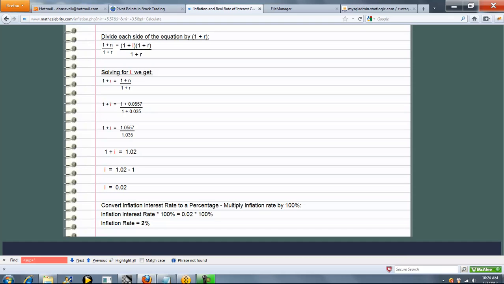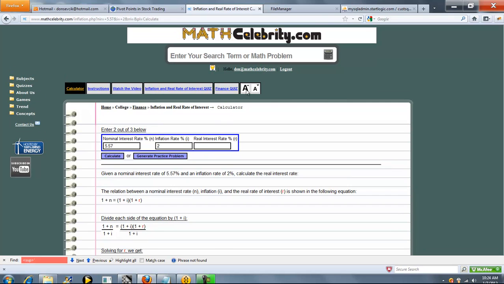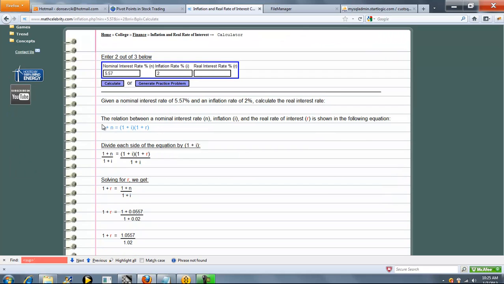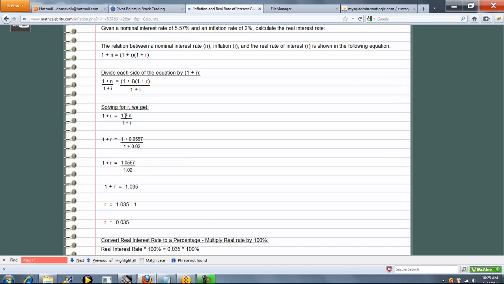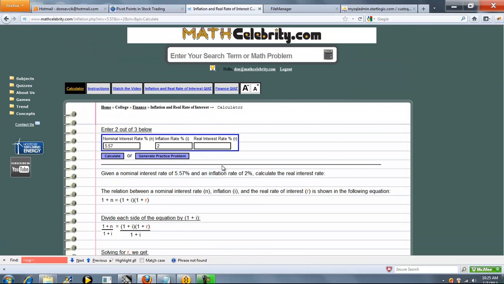So that's great. We've solved for 2 out of the 3 and it works real well. Now let's solve for real interest rate, and if it works, we should get 3.5. Again, we set up our relation between the three variables. This time we're dividing by 1 plus I to isolate R. So we get 1 plus n over 1 plus I. Plug in our numbers, simplify, subtract, multiply by 100, and we do indeed get 3.5%, which is great. So you could solve for all three variables.